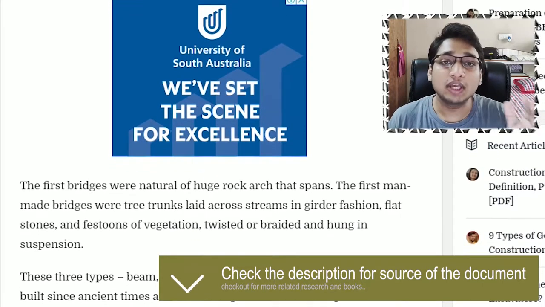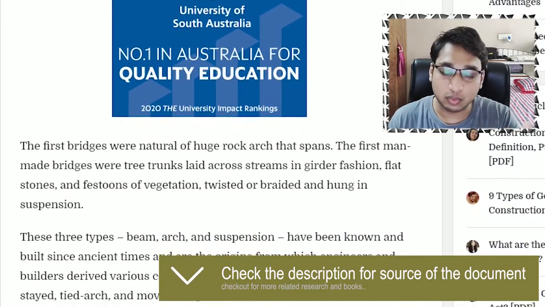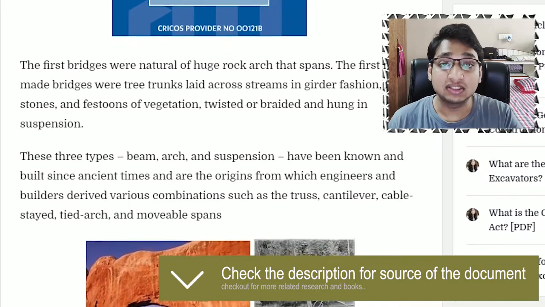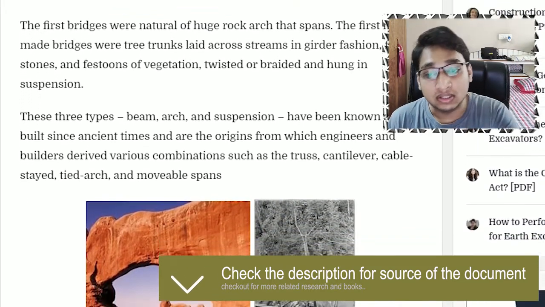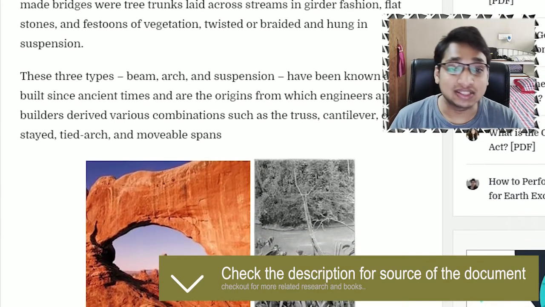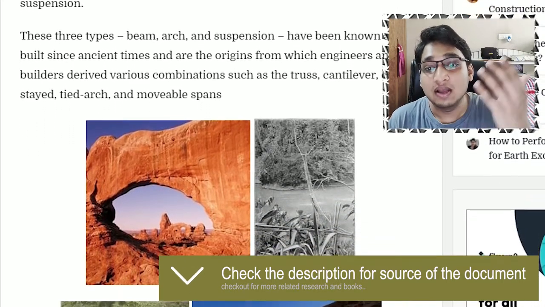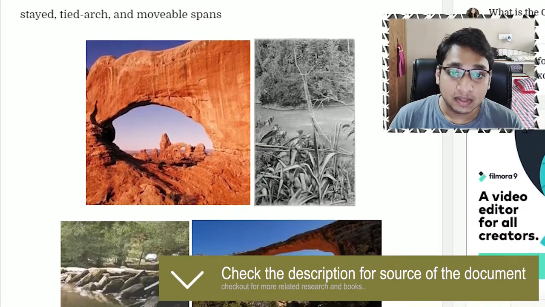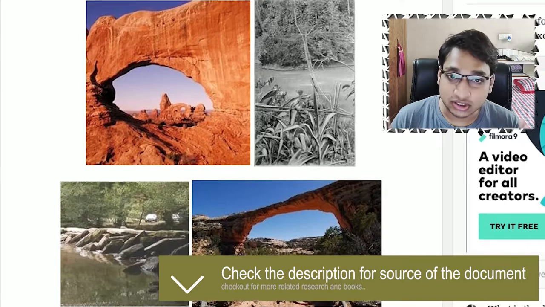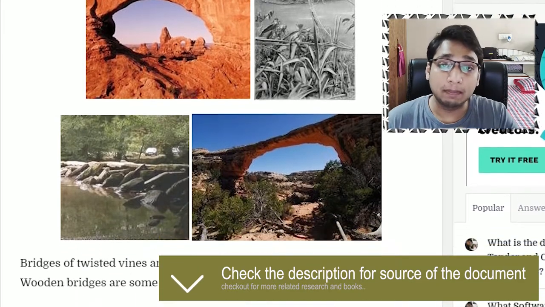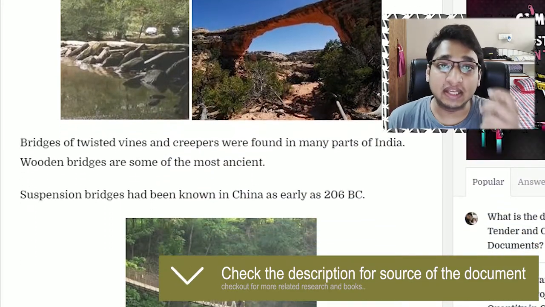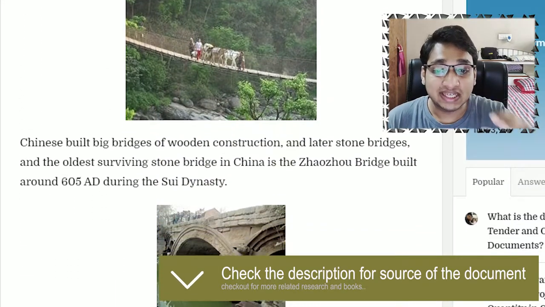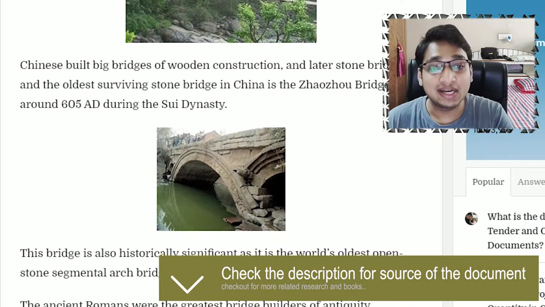If we talk about the history of bridge design, the first bridges were very natural. The first man-made bridges were tree trunks laid across streams in girder fashion. The builders derived various combinations such as the truss, cantilever, cable-stayed, tied arch, and different types of bridges like we see today, with the marvelous technology and engineering which has been done. Bridges are mainly affected by the type of material used to construct them because they span a large distance. So the Chinese built big bridges of wooden construction and later stone bridges.